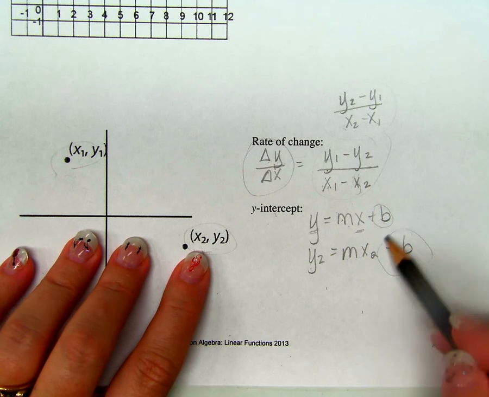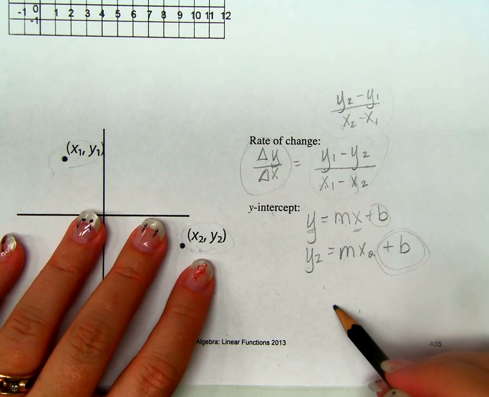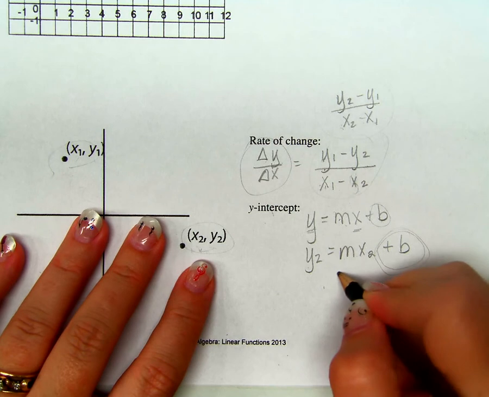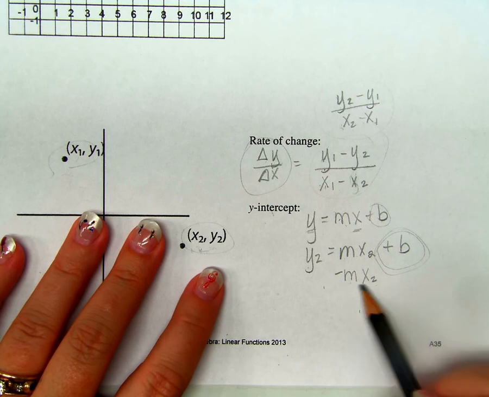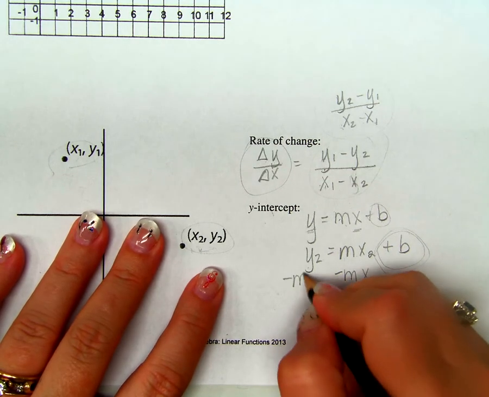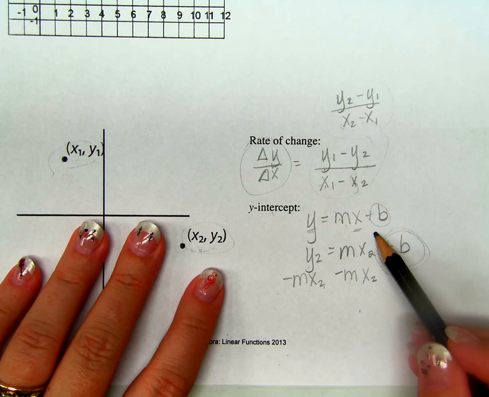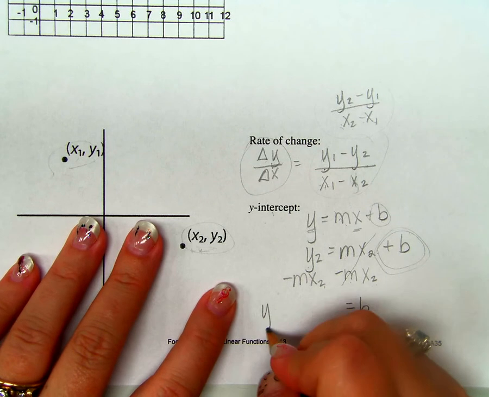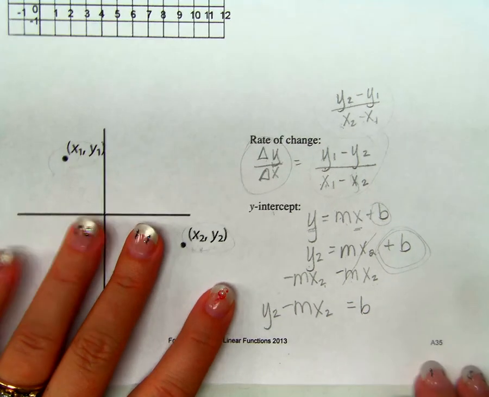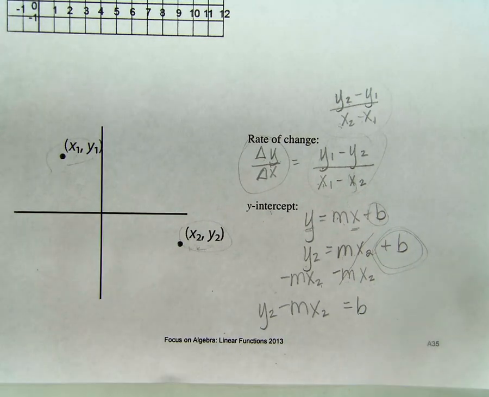Guys, if I'm trying to solve for my y-intercept, how do I get it alone? Subtract m times x sub 2. If I subtract it from this side, I also have to subtract it from this side. mx sub 2 minus mx sub 2 is 0. So on the right hand side I just have b equals, and on the left hand side I have y sub 2 minus m times x sub 2. All this is just like solving for b, getting the b alone. Okay? Any questions about this?